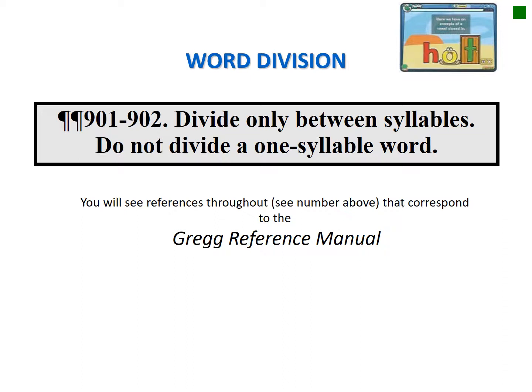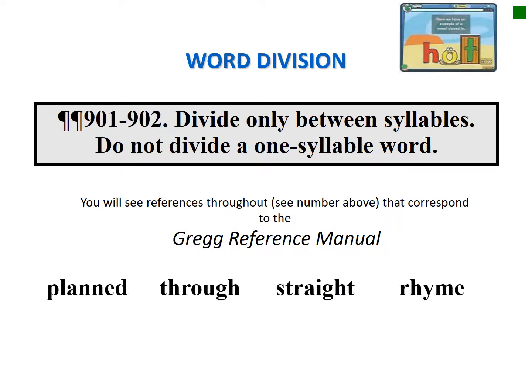And you're going to get started with, once it's in syllables, is do not divide a one-syllable word. Examples: planned, thorough, straight, rhyme. If it doesn't have more than one syllable, it cannot be divided.